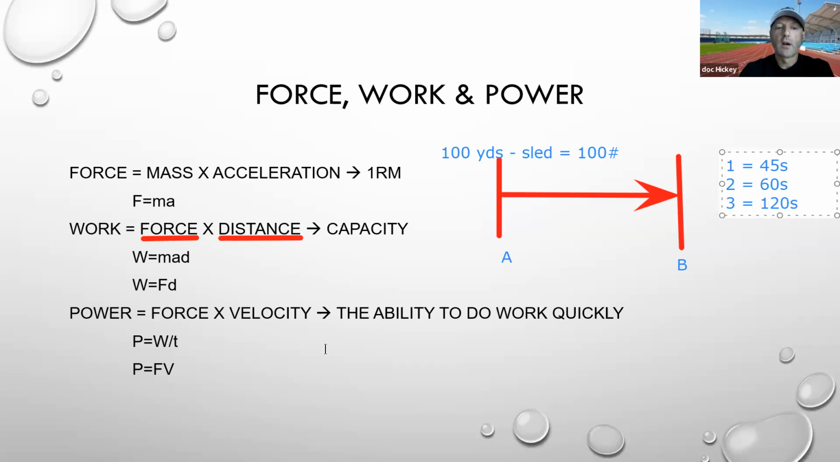So here, athlete 1 generated the most power because they had the shortest time. Athlete 3 generated the least power because they had the most time. That denominator is going to be high. Remember, go back to math. The lower the denominator here, the higher my quotient is going to be over here.